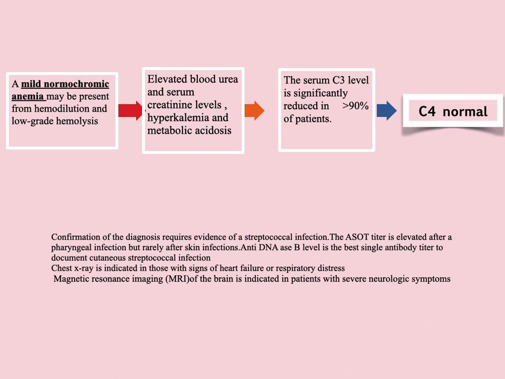MRI of the brain is indicated in a patient with severe neurological symptoms. It can demonstrate posterior reversible encephalopathy syndrome in the parieto-occipital area on T2 weighted imaging. Chest X-ray is indicated in those patients who demonstrate signs of heart failure or respiratory distress, or if physical examination finds a heart gallop, decreased breath sounds, crepitation, or hypoxemia.